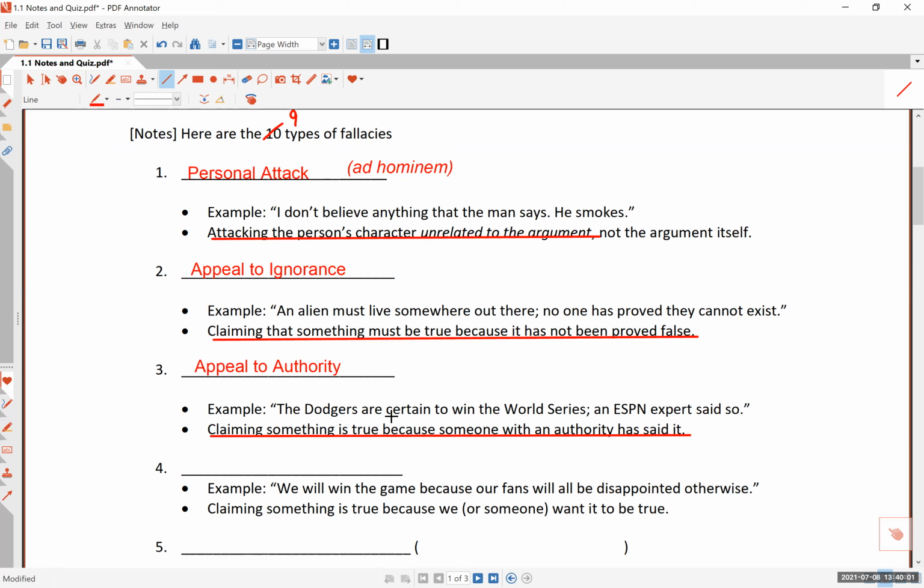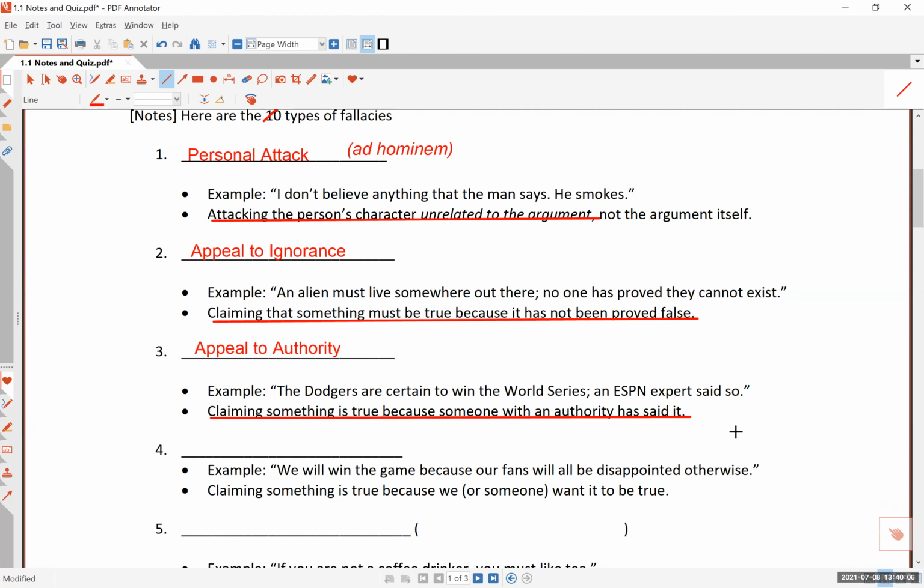The Dodgers did win the World Series. Okay, so like I said, the conclusion is not completely negated, or it's not necessarily false in an explanation or a statement involving a fallacy. It just means that we cannot argue and establish the conclusion based on the argument, right?